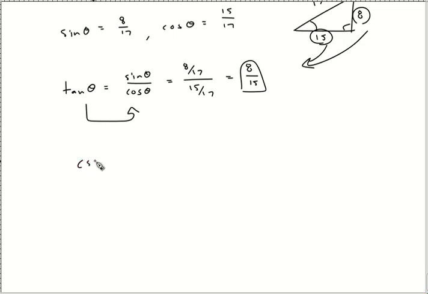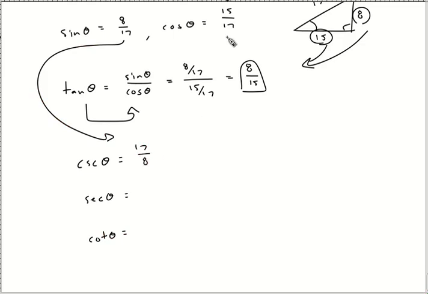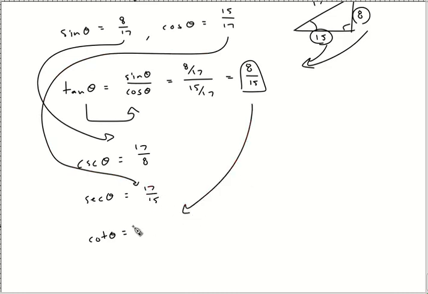So how do we find cosecant, secant, and cotangent? All we're doing is flipping it. I'm going to take my sine, and I'm going to flip it. So it's now 17 over 8. I'm going to take my cosine, and I'm going to flip it. So now it's 17 over 15. And then for my cotangent, I'm taking it and flipping it. There you go. Whew, lots of practice.